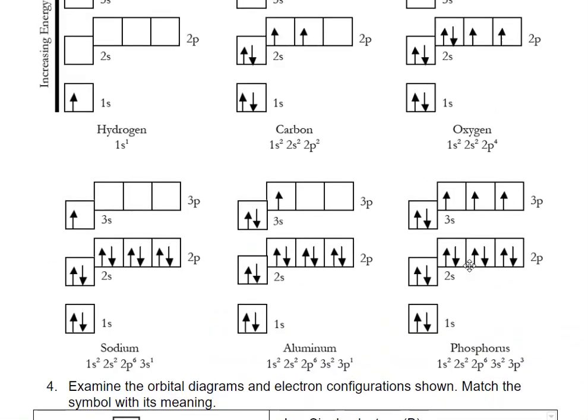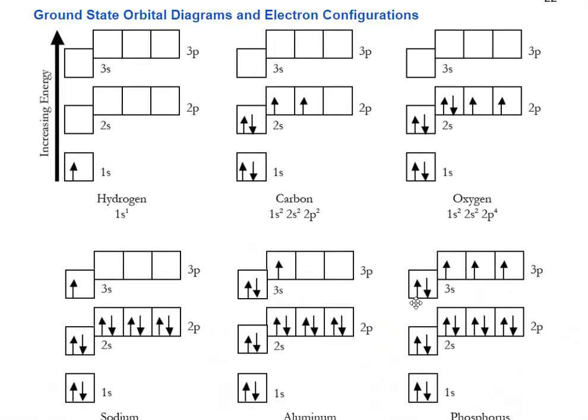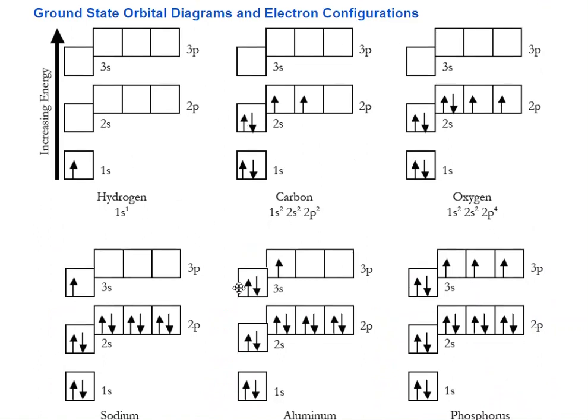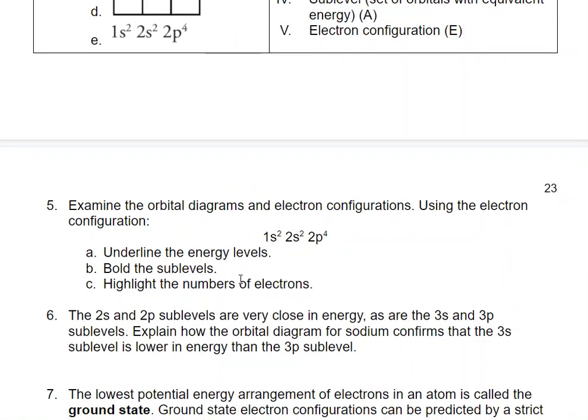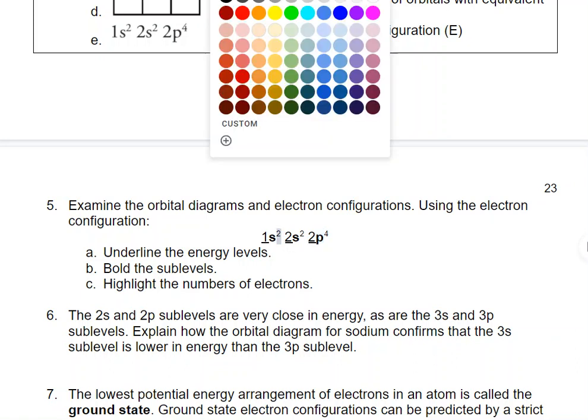So what we want to do is try to apply those same rules from our boarding house example to explain and justify the fill order that we have here. So examine the orbital diagrams and electron configurations. Using the electron configurations, we want to underline the energy levels. So my energy levels are 1 and 2. We want to bold the sublevels. So my sublevels are S and P. Then we want to highlight the number of electrons.